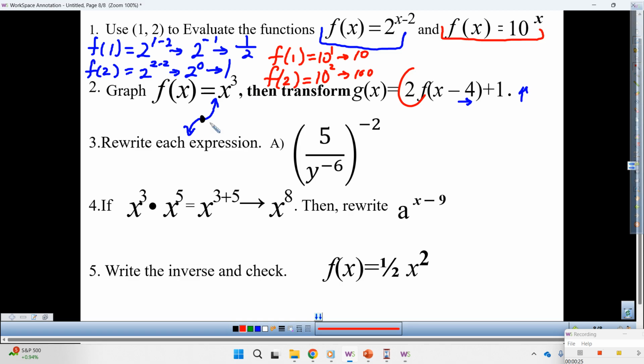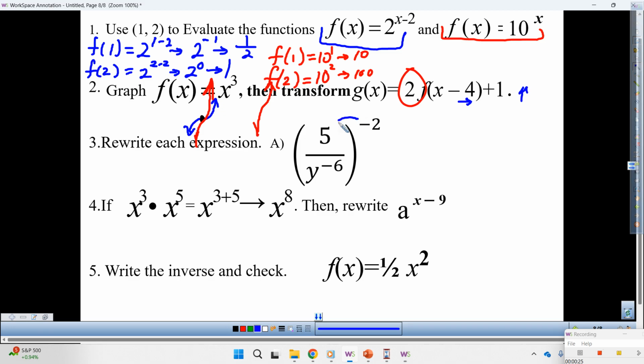Yeah, that is correct. It stretches it. So instead of being like this, it's going to be a little bit tighter, like so, and longer. So once you stretch it, we move it 4 to the right and 1 up. So it should be somewhere over here.